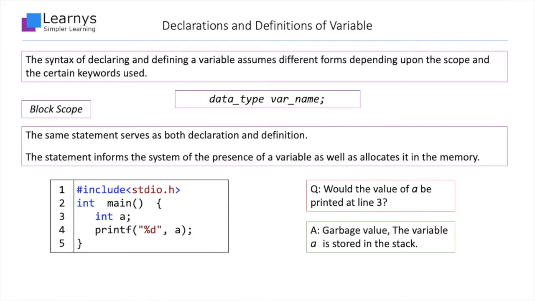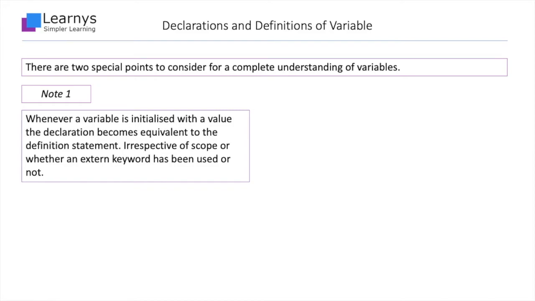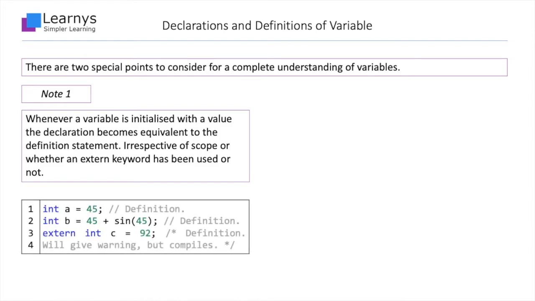There are two special points to consider for a complete understanding of variables. Whenever we assign a value to a variable while declaring it or otherwise, the statement becomes equivalent to definition, irrespective of scope or whether an extern keyword has been used or not. For example, line 1 defines a variable a and assigns the value 45 to it. This acts as both declaration and definition. Even with the extern keyword, which we will look at later, memory is allocated though the program compiles.